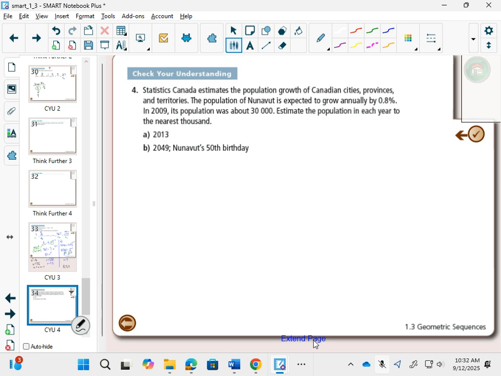We've got a percentage of 0.8%. It starts in 2009 at 30,000. Estimate the population each year to the nearest 1,000. So we can say that term 1, 2009, we can make that our term 1.